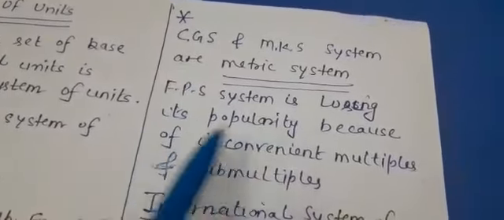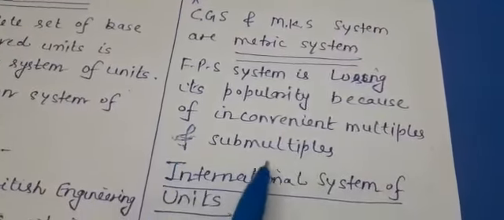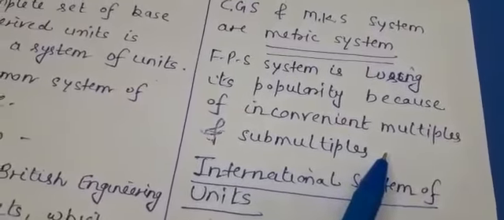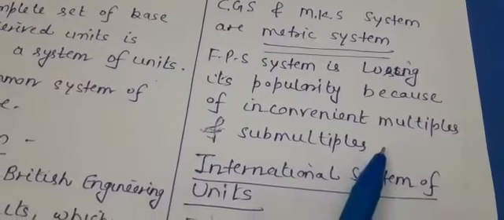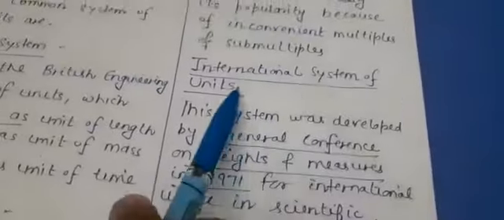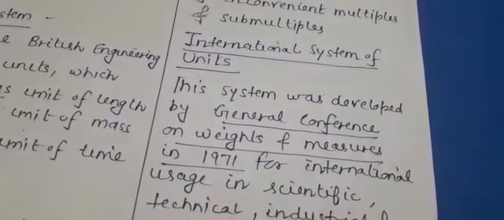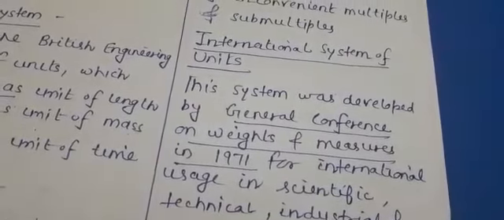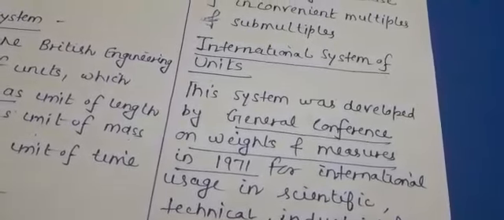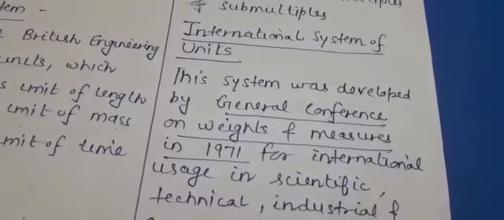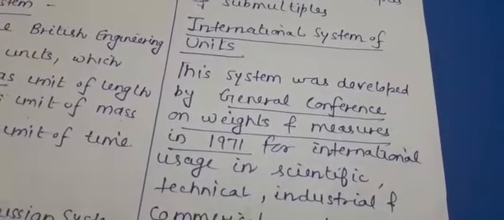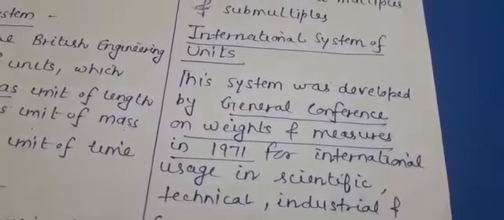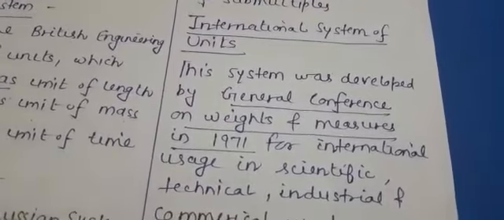Now FPS is losing its popularity because of inconvenient multiples and submultiples, because it cannot easily be converted into another system. So these are the three systems. Apart from these three, there is the International System of Unit. This is the modification of MKS. As MKS stands for meter, kilogram, second, for the fundamental quantities length, mass and time, when the International System of Unit is taken, units for mass, length and time will be the same as in the MKS system.